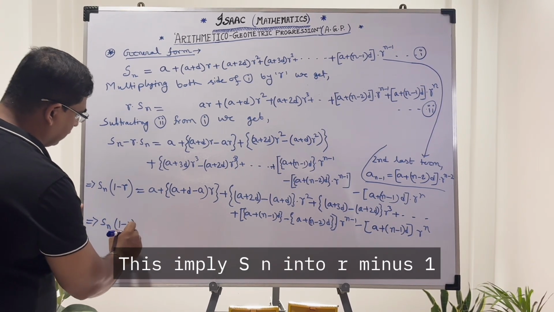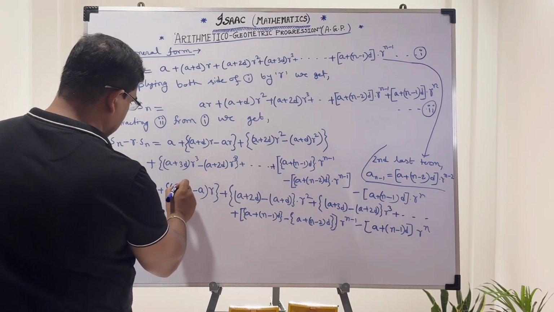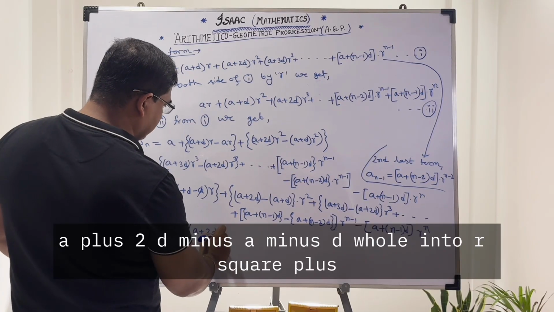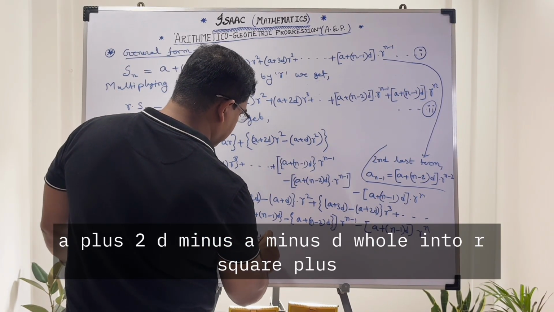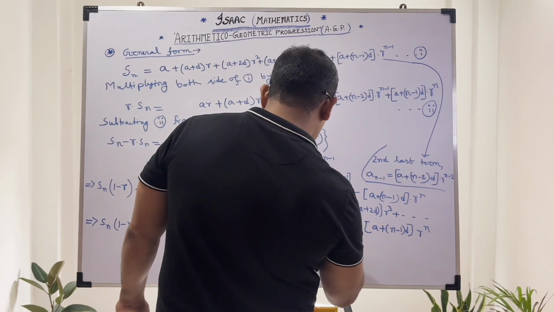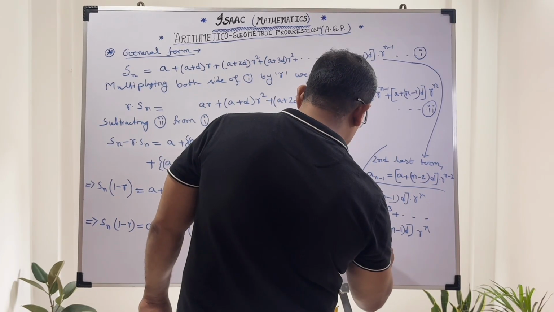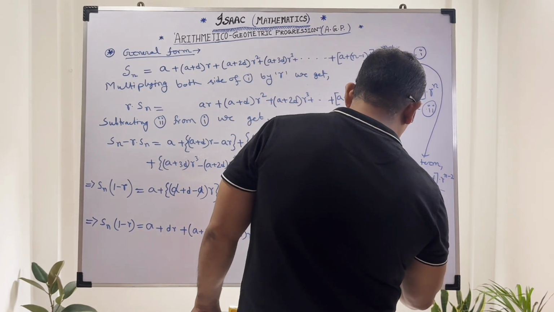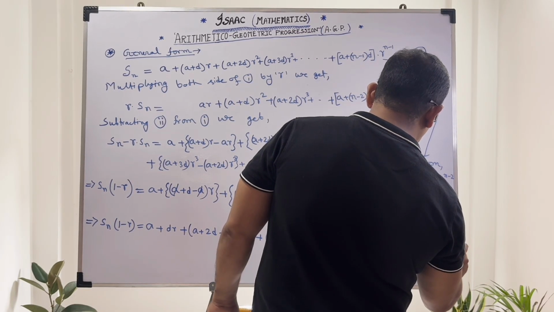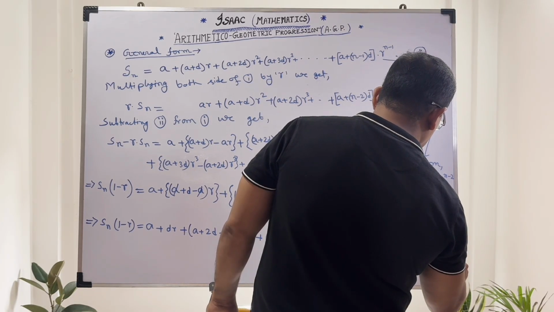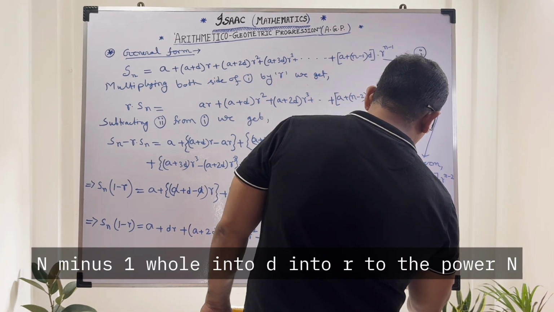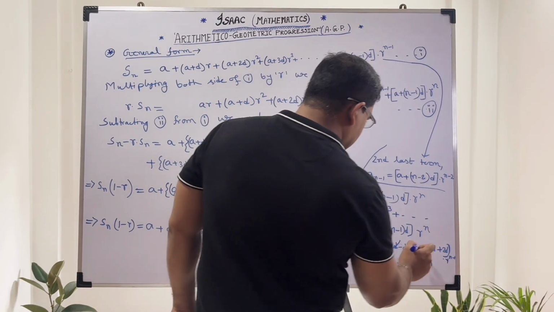This implies Sn into R minus 1 equals to A plus, cancelling these two, we get DR. A plus 2D minus A minus D whole into R square plus A plus 3D minus A minus 2D whole into R cube plus continuing plus A plus nD minus D minus A minus nD plus 2D whole into R to the power n minus 1 minus of A plus n minus 1 whole into D into R to the power n. We can cancel these like terms.